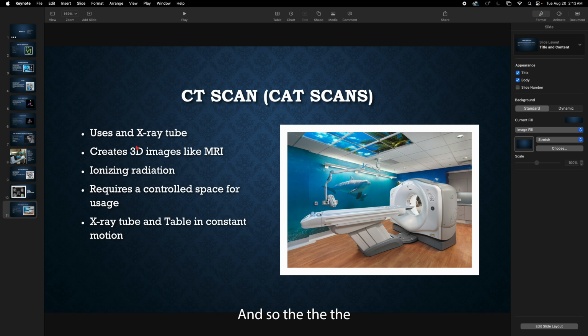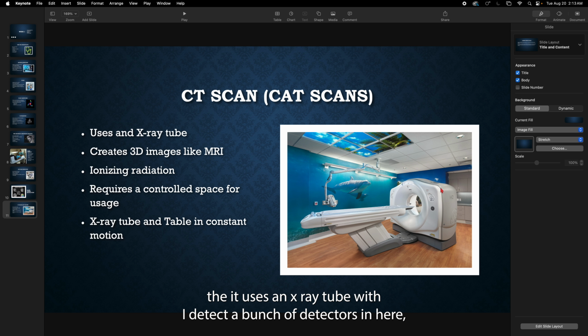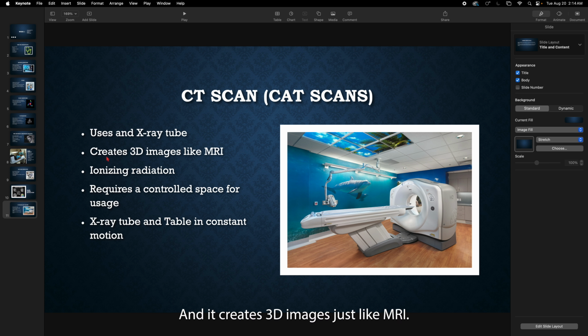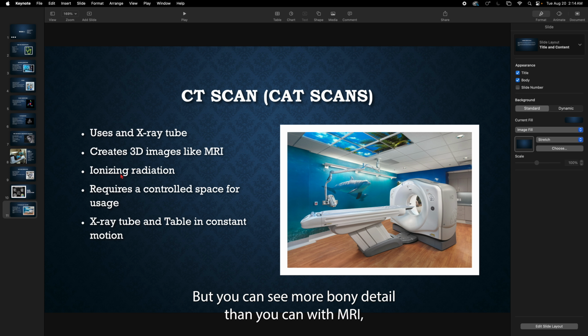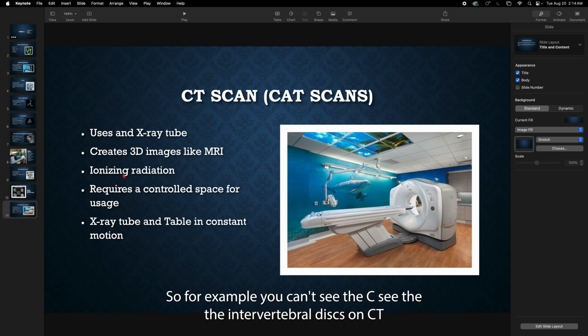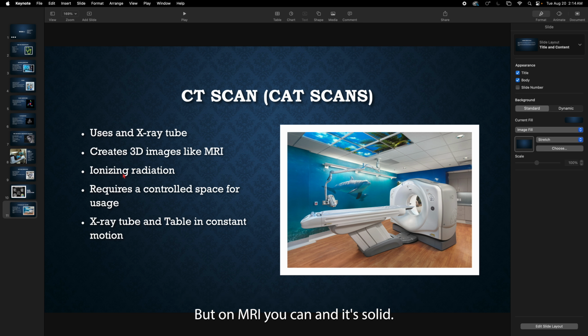And so it uses an X-ray tube with a bunch of detectors in here, much like your image receptor for X-ray, but a different design. And it creates 3D images just like MRI, but you can see more bony detail than you can with MRI, because MRI is primarily for soft tissue structures, right? So for example, you can't see the intervertebral discs on CT very well, but on MRI you can.